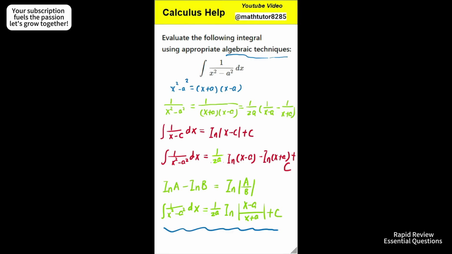Whenever you're integrating a rational expression with a quadratic in the denominator, try factoring first. Partial fractions often turn into something that integrates directly to logarithms. That's it for this question solving.